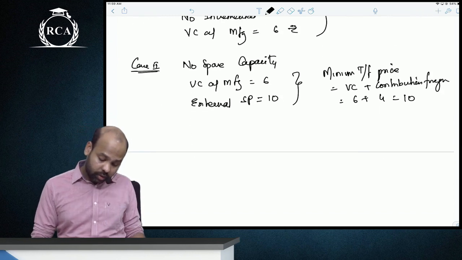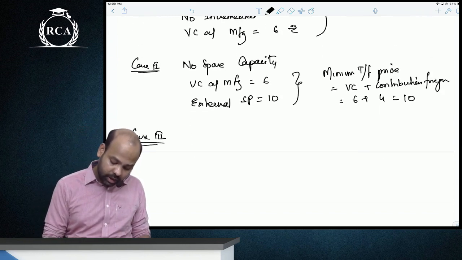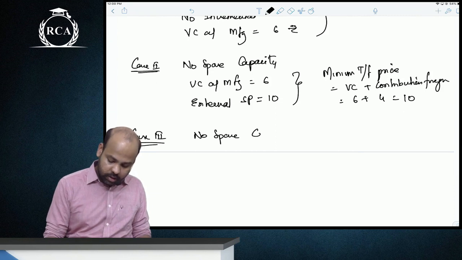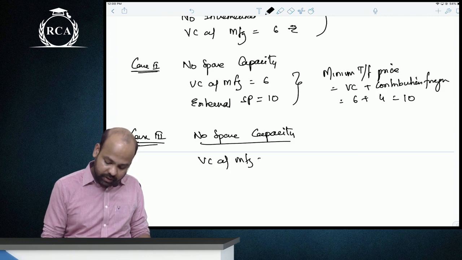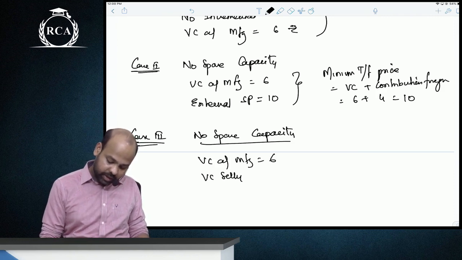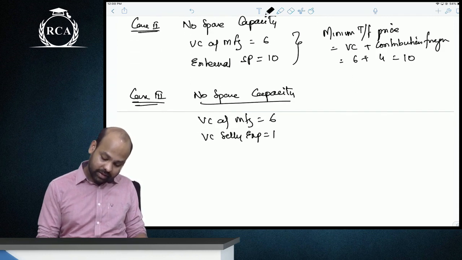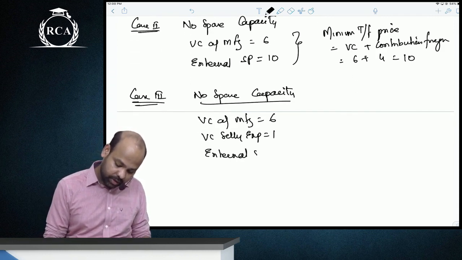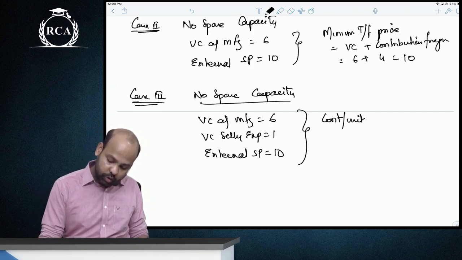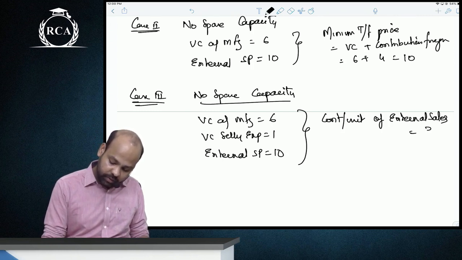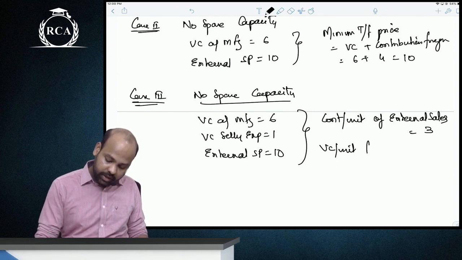Understood, sir. What if I tell you, listen beta, that there is no spare capacity, your variable cost of manufacturing is 6, variable selling expenses are 1 rupee for external sales, and the external selling price is 10 rupees. Please do not forget that the contribution per unit of external sales is only 3 rupees. And for internal transfers, you will not incur variable selling expenses, so the variable cost is only 6 rupees.